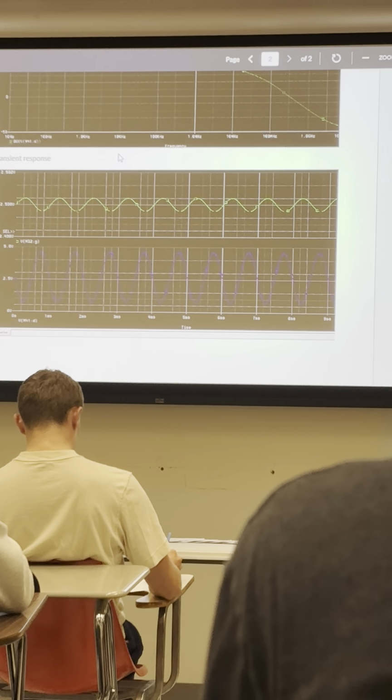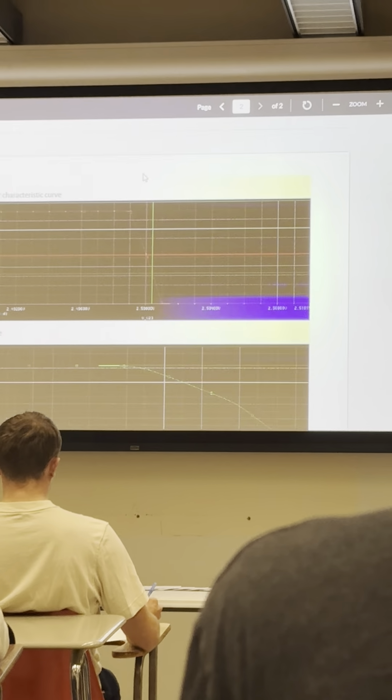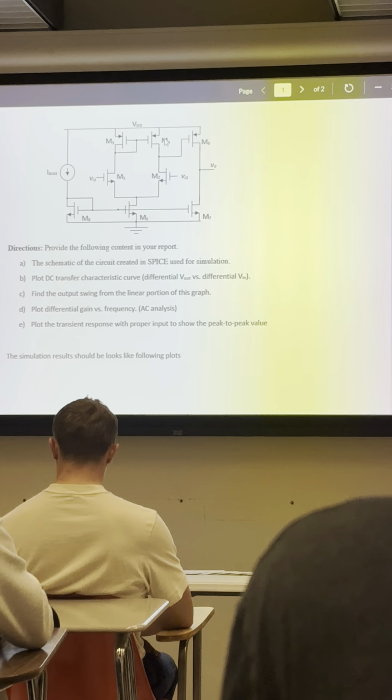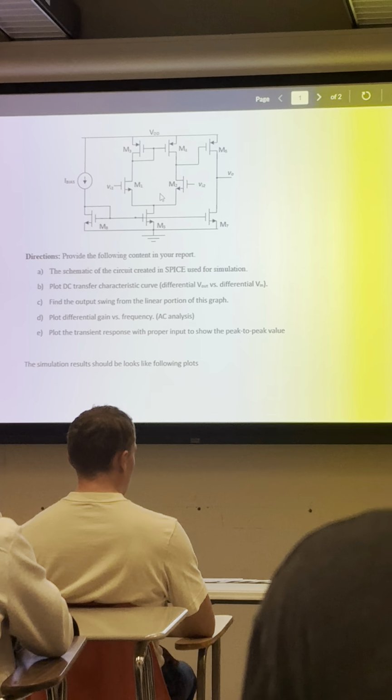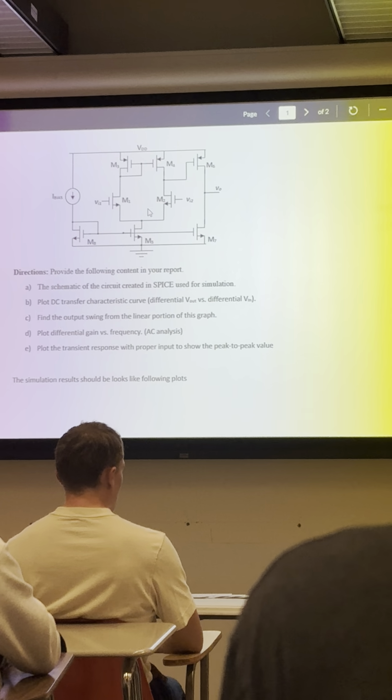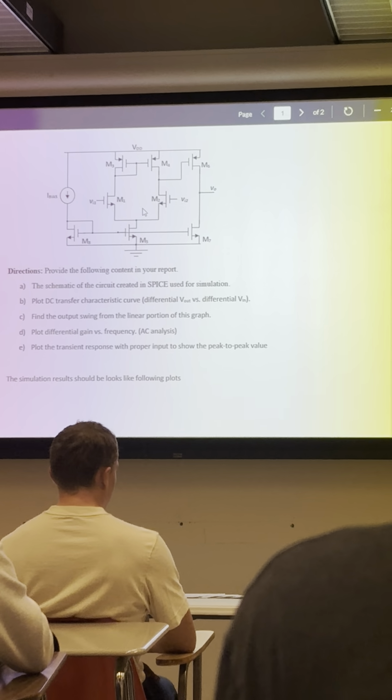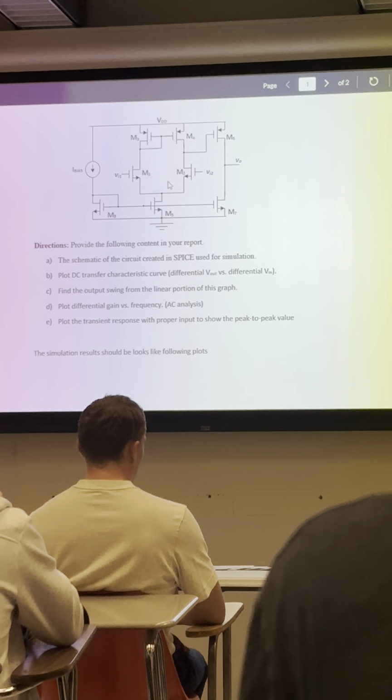Okay. Then let me go back. Why is it not easy to bias this circuit? Because, like in this problem, you have a two-stage amplifier.